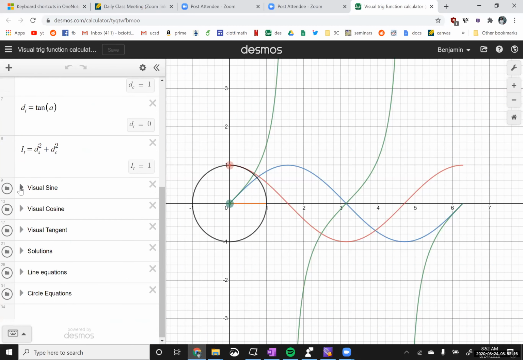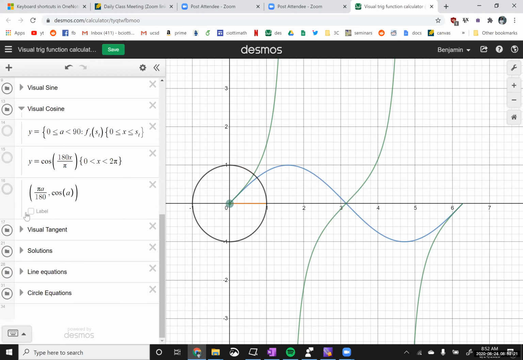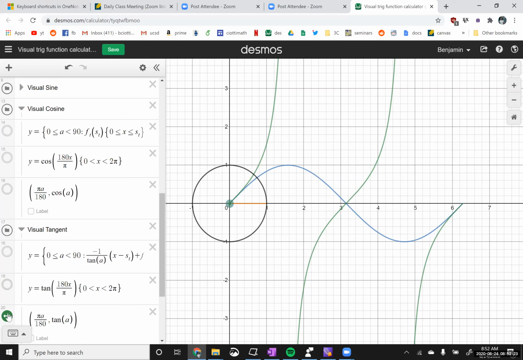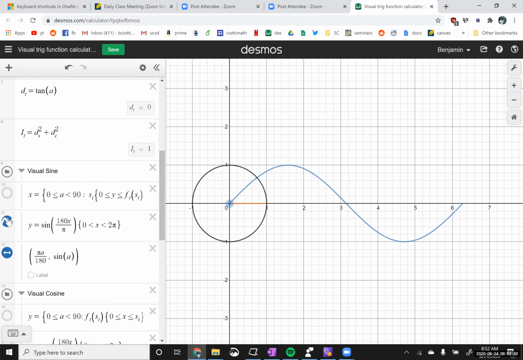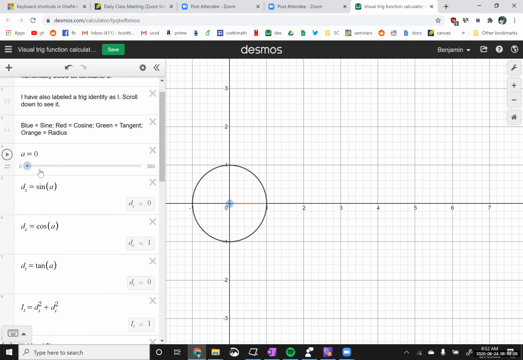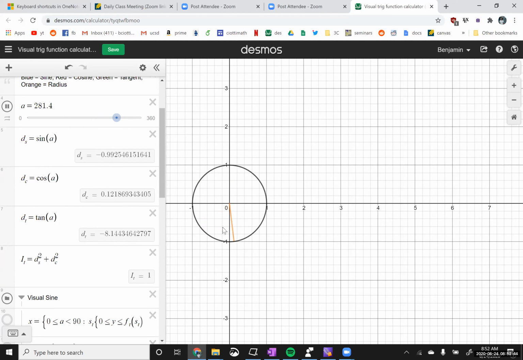And let me get rid of some elements that we don't need in this graph. Don't worry about tangent or cosine yet. There you go. So you're just spinning around the unit circle at a constant speed.